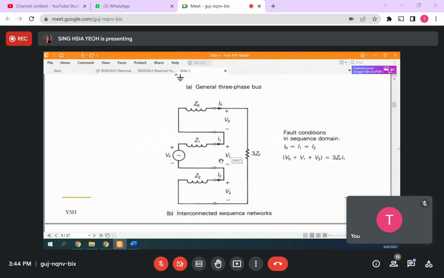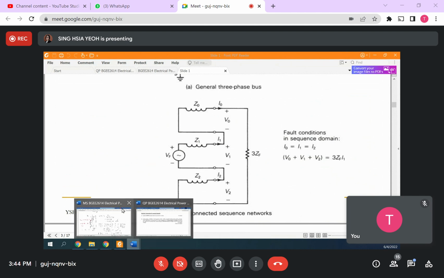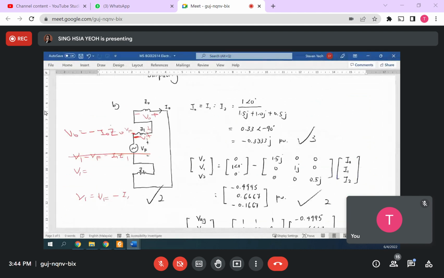In diagram 6, V1 is from this point to this point, plus minus here. So follow exactly the diagram. Okay, so your plus is here, V1 plus minus. Then V1 equals what? Negative I1 Z1, right? Plus VF. So that's why you have VF minus Z1 I1.